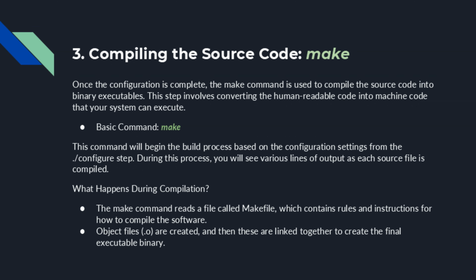Compiling the source code. make. Once the configuration is complete, the make command is used to compile the source code into binary executables. This step involves converting the human-readable code into machine code that your system can execute. Basic command: make. This command will begin the build process based on the configuration settings from the ./configure step. During this process, you will see various lines of output as each source file is compiled.